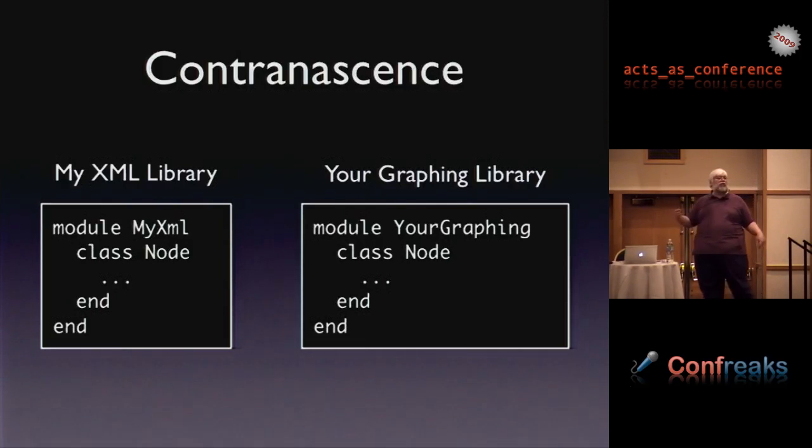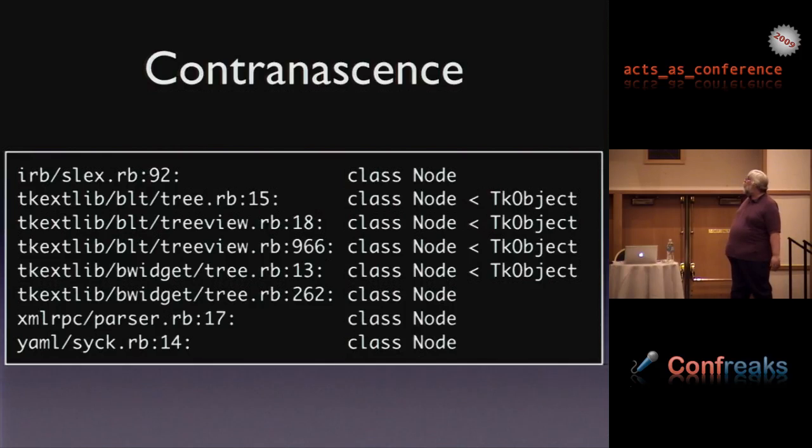Contranascence means that we need to use namespaces. Again, another good software engineering principle that comes out of the concept of connascence. And why did I pick the class node? Because Ruby already has about 8 different class nodes already, and each of these are in their own module, so there's no conflict between them.